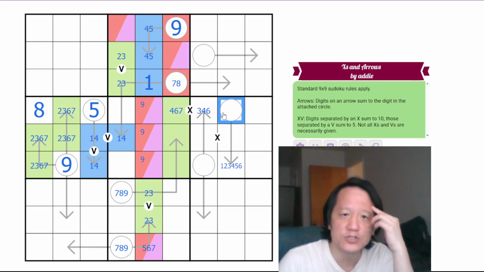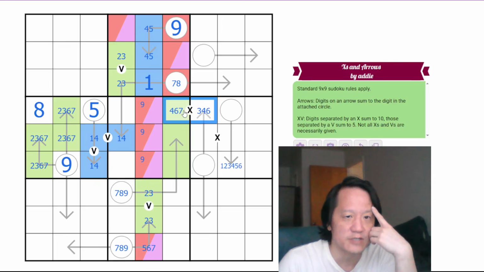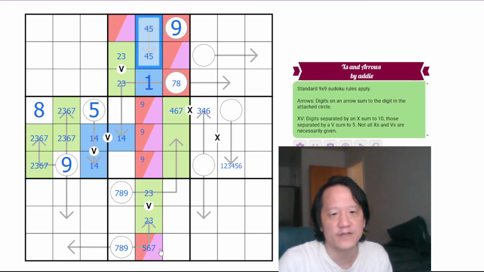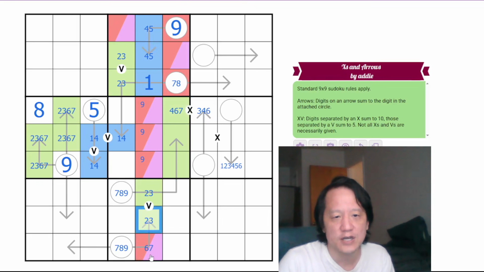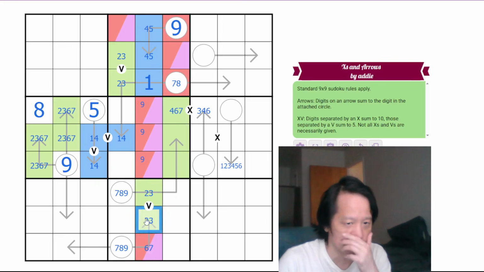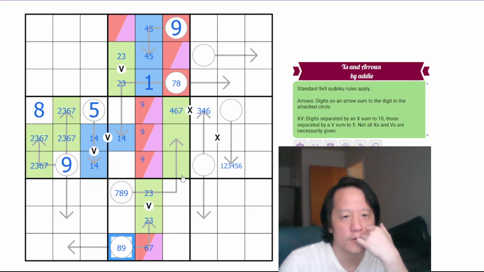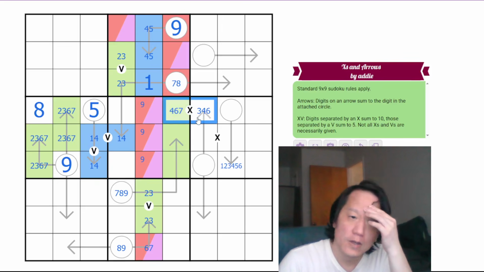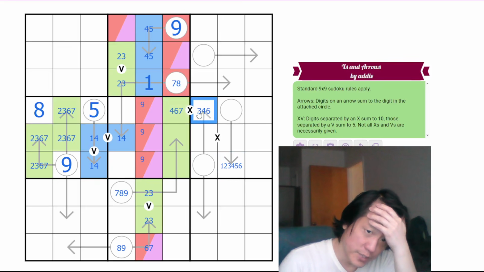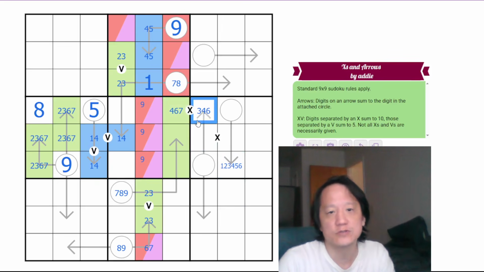The 8 eliminates 2 and 8 as a possibility. The 9 here eliminates 9 in the rest of the column. Actually, 5 eliminates 5 here. So this has to be 2 and 6, or 3 and 6, or 2 and 7, adding up to 8 or 9. Okay. These two, again, must add up to 7 at most. So this has to be 4 at most here.